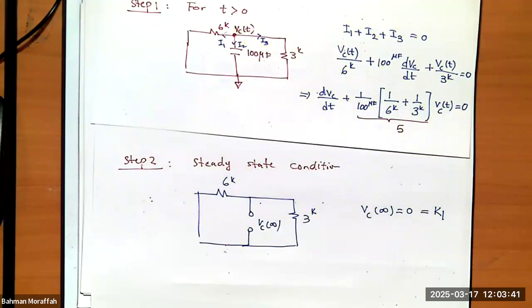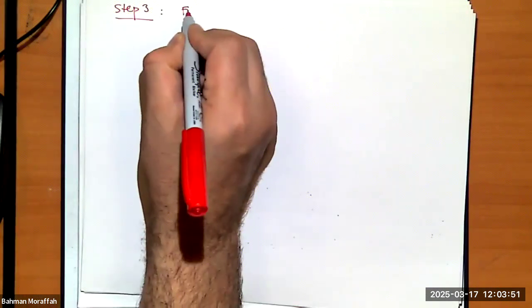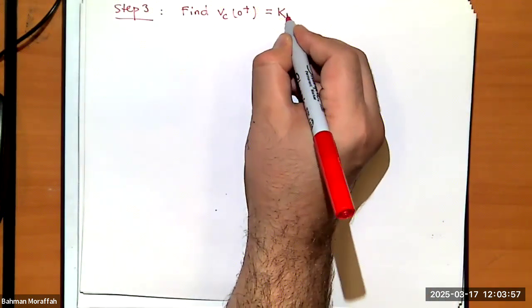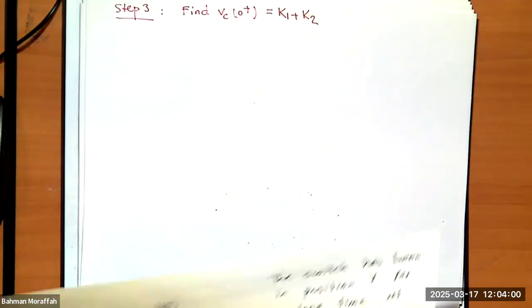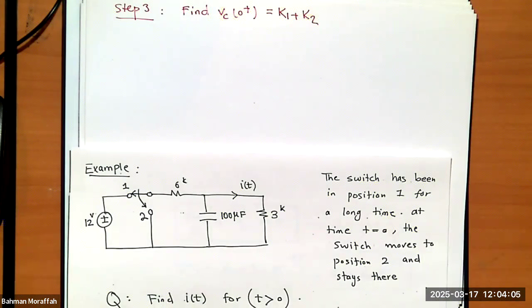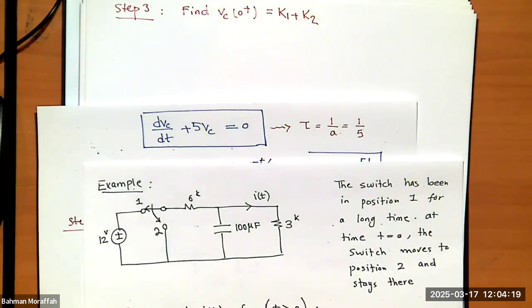So step 3, find VC at time 0 plus, which we know is K1 plus K2. But remember, at time 0 plus, I don't really know how the circuit behaves. I know it follows this equation, but I don't really know how to solve that equation.